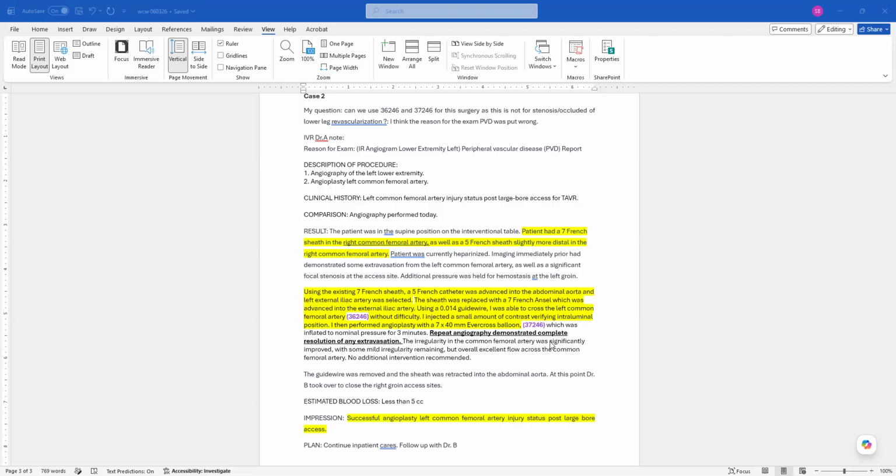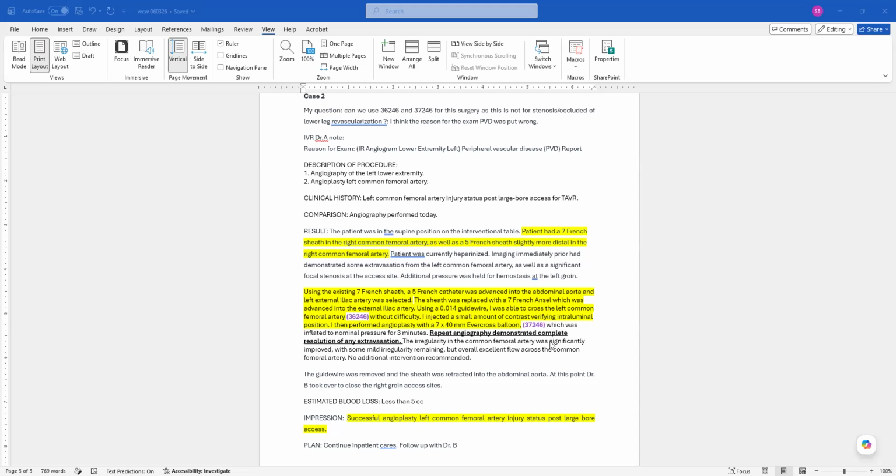But if there's any confusion because you have reason for exam PVD and then you have the clinical history injury, you want to look at the details of the report to confirm which one it was, because there is a mention of stenosis with this particular patient. But if you look at that completion angiography there, it says repeat angiography demonstrated complete resolution of any extravasation. So that is what they were treating, the injury. And so now this imaging is confirming that the procedure was successful.